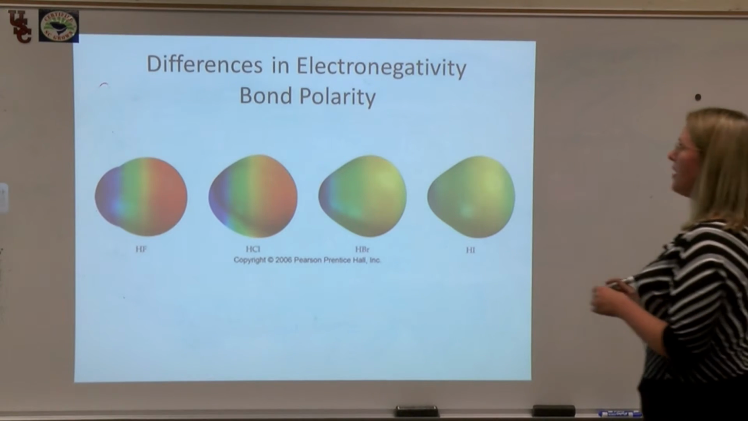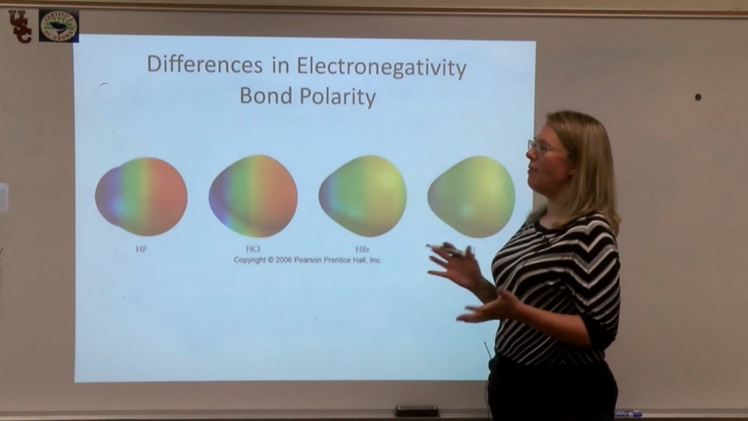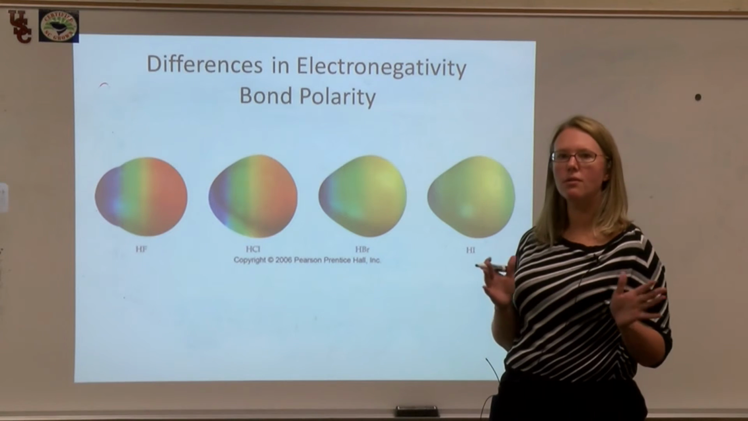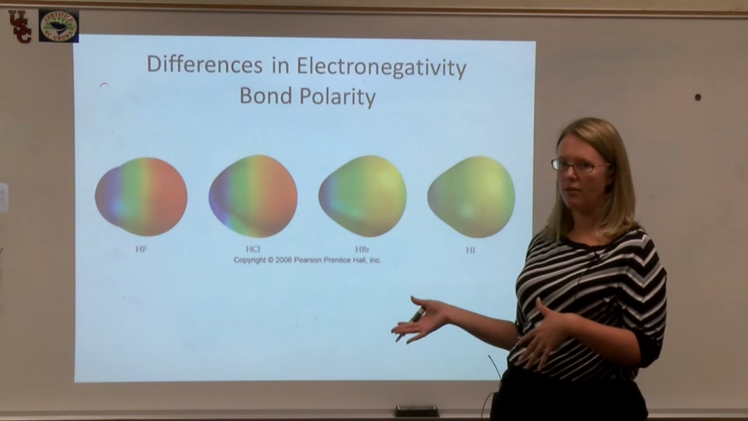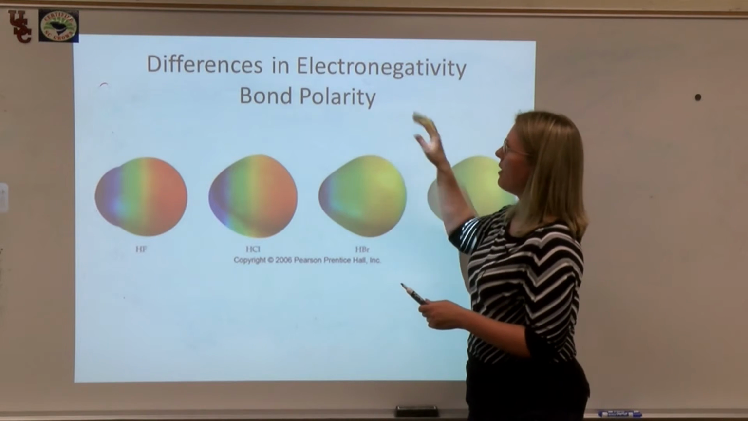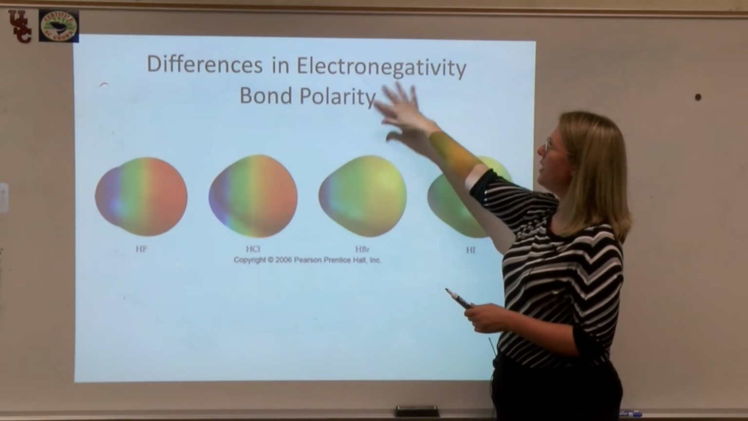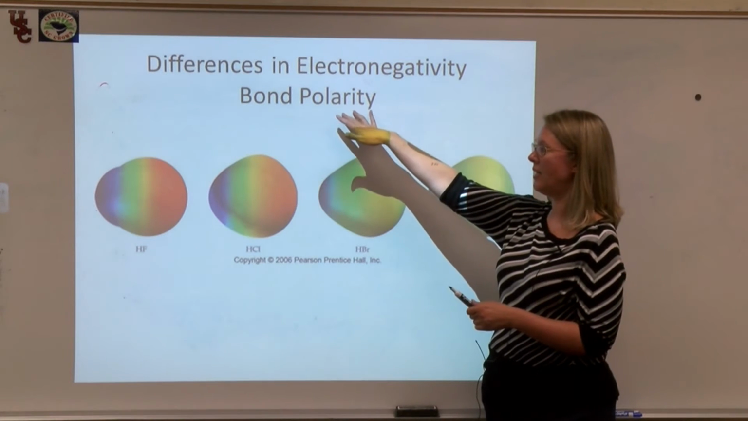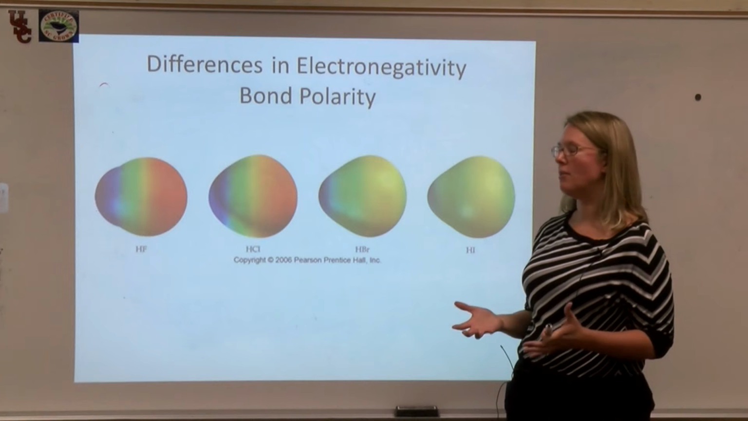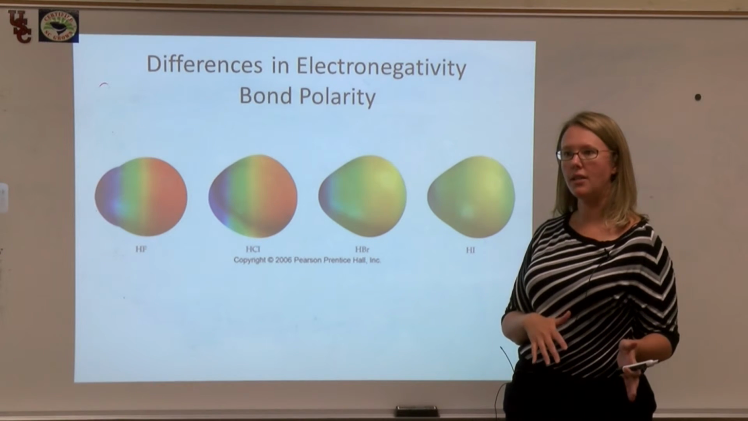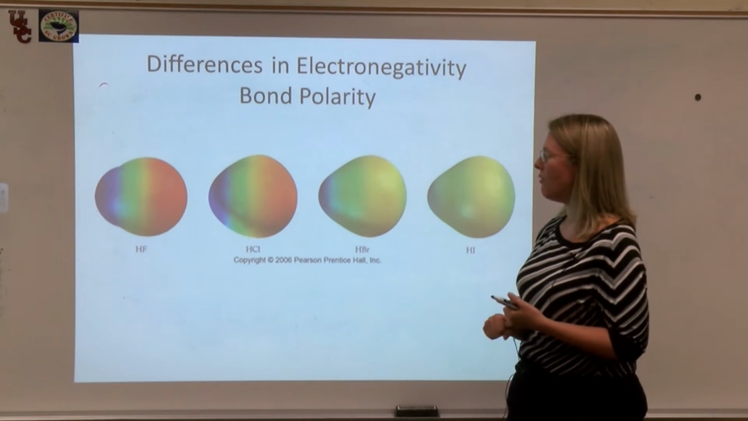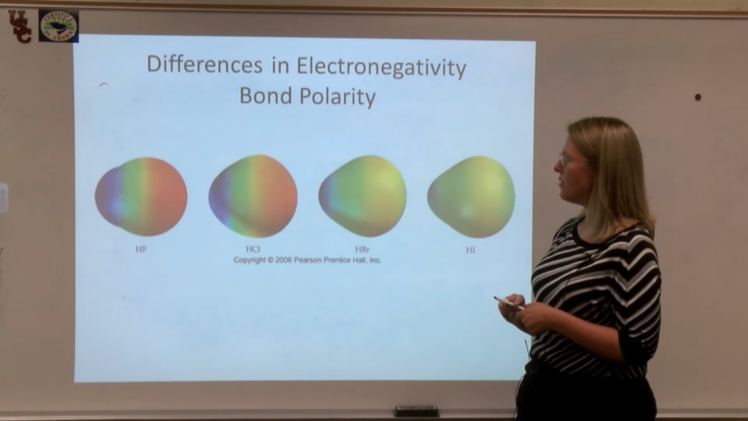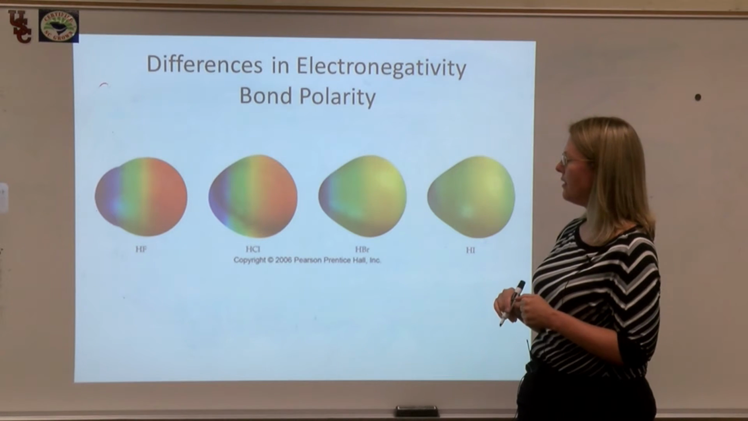Now, why do we care about electronegativity? We care about ionization energy because it helps us understand why metals form positive ions and why nonmetals form negative ions. Why do we care about electronegativity? Well, electronegativity influences bond polarity, and then bond polarity and molecular shape or geometry influence lots of other properties. It influences boiling points, freezing points, solubility, all kinds of different things. So we need to understand this concept.